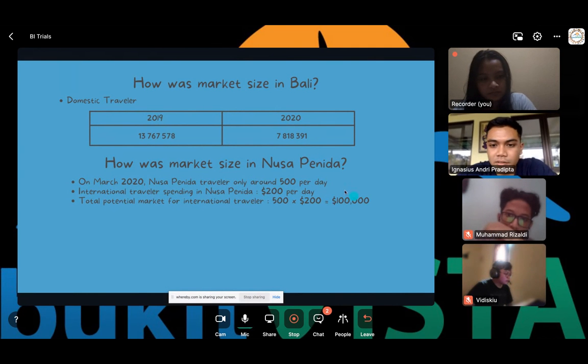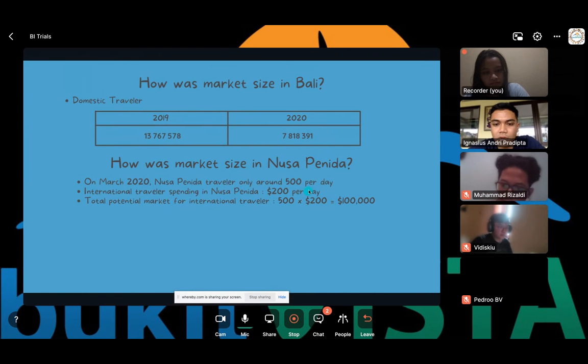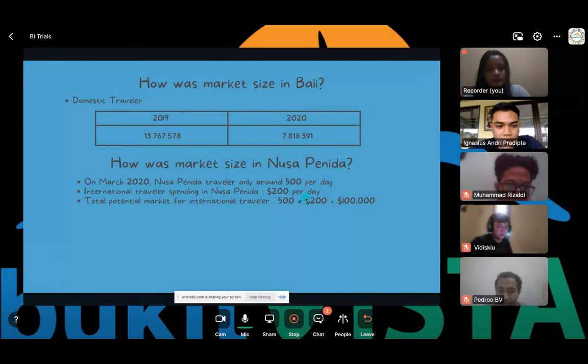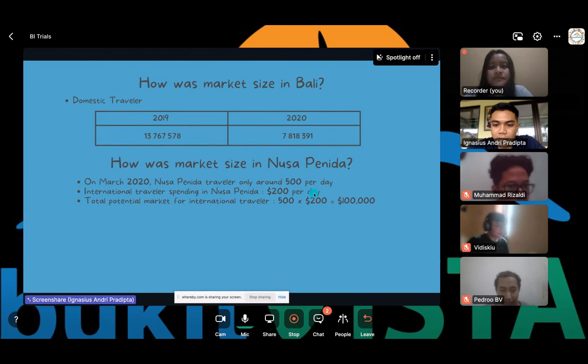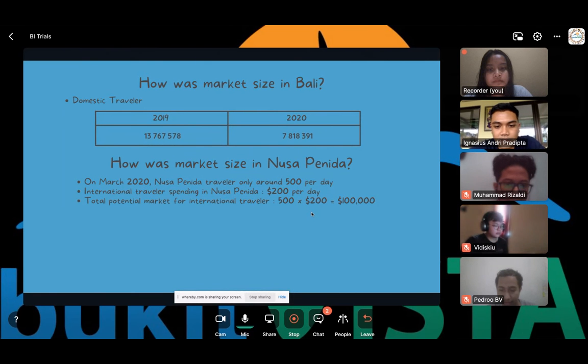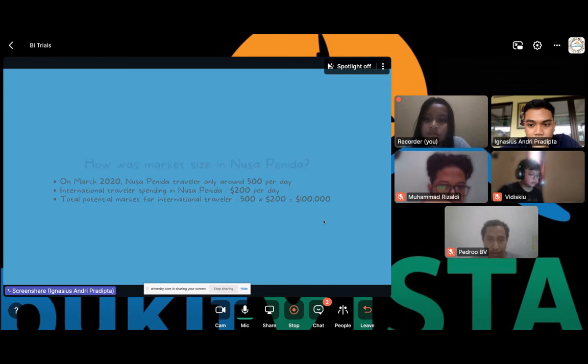And how was the market size in Nusa Penida? In March 2020, Nusa Penida travelers were only around 500 per day, and the traveler spending was around $200 per day. Yeah, it includes everything, not just the accommodation. The total potential market for travelers is around $100,000.